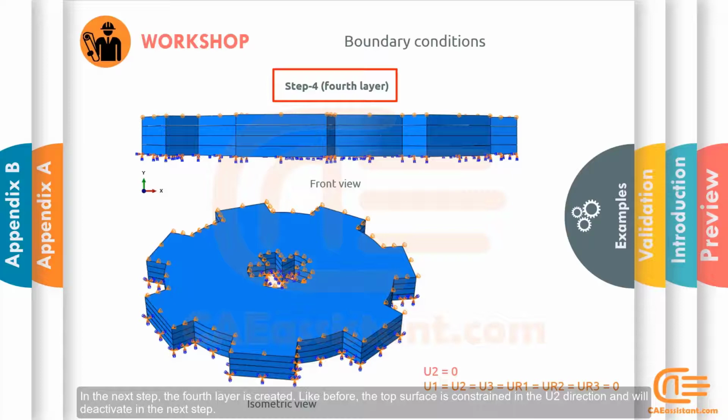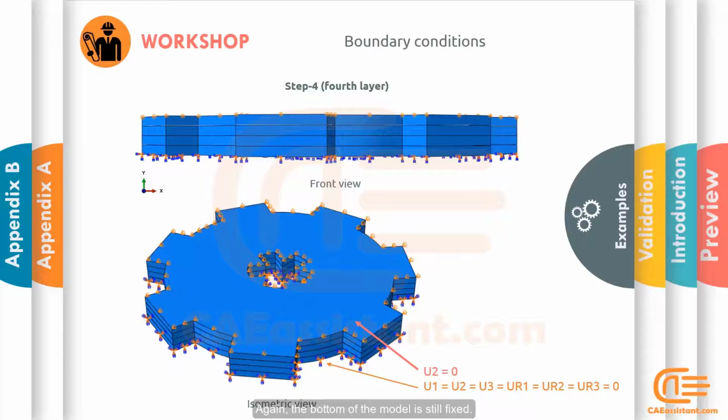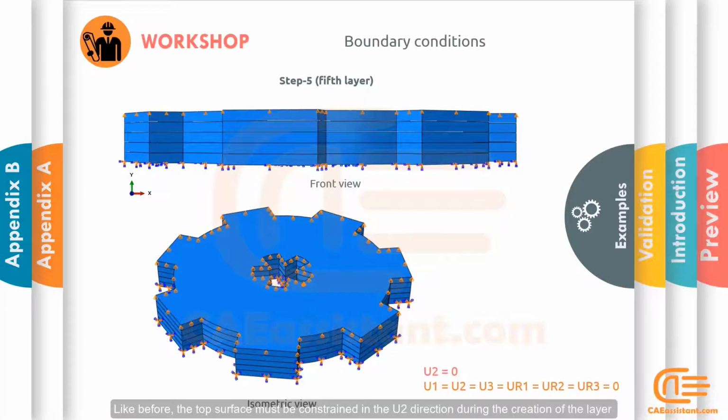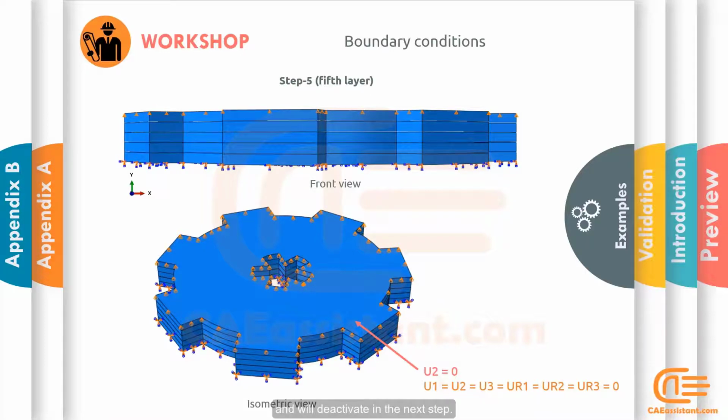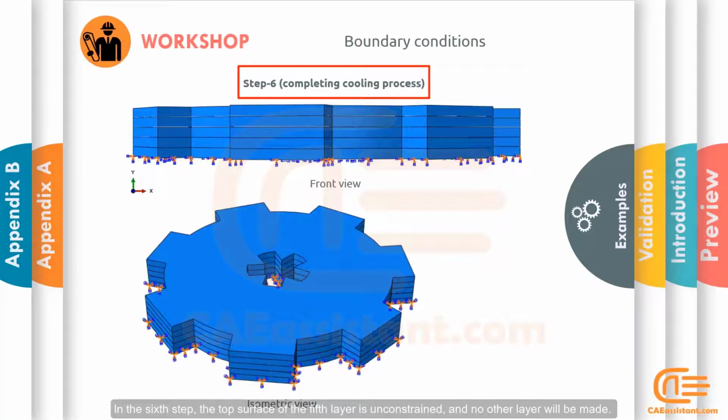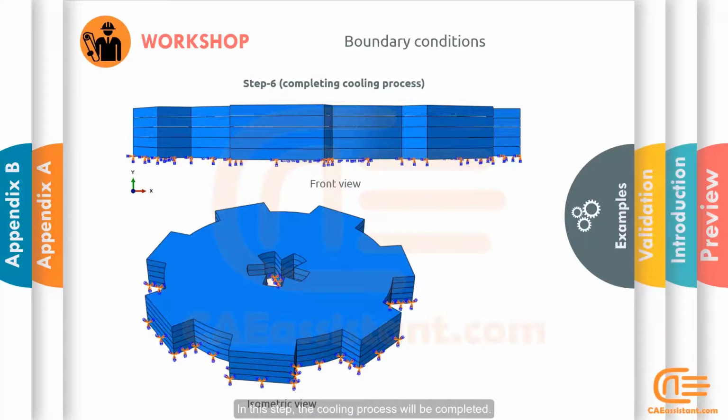In the next step, the fourth layer is created. Like before, the top surface is constrained in the U2 direction and will deactivate in the next step. Again, the bottom of the model is still fixed. The final layer is created in step 5. Like before, the top surface must be constrained in the U2 direction during the creation of the layer and will deactivate in the next step, and the bottom is still fixed. In the 6th step, the top surface of the 5th layer is unconstrained and no other layer will be made. In this step, the cooling process will be completed. And of course, the bottom is fixed.